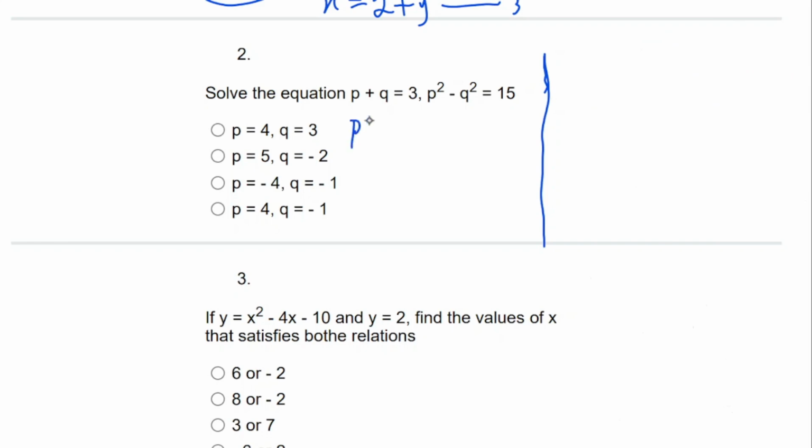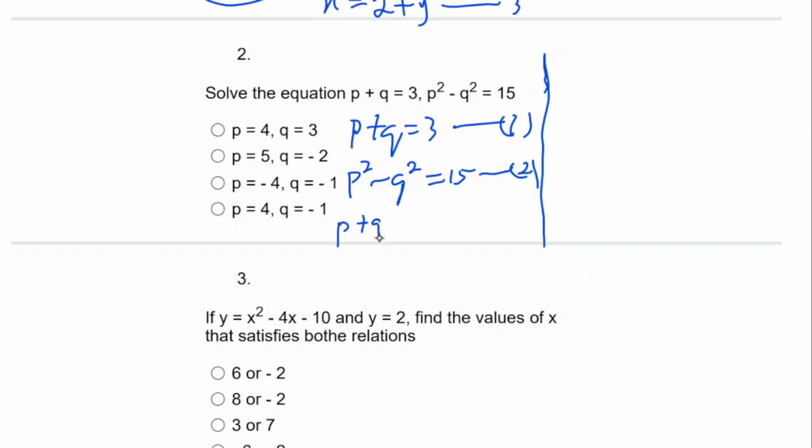So we have p plus q equals 3, equation 1. Then p squared minus q squared equals 15, equation 2. From this equation 2 now, you see that this is a difference of two squares, right? So we can write it as p plus q and p minus q equals 15. All right. So p plus q times p minus q equals 15.